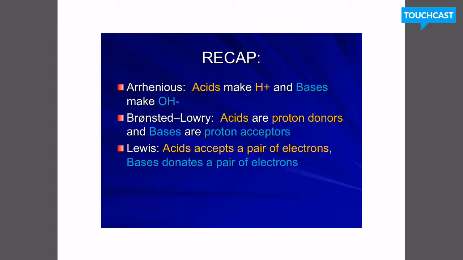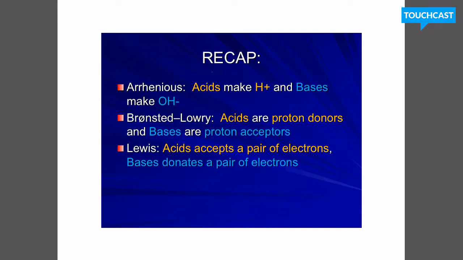Here's a good little wrap-up, if you will, a recap of everything that I've taught you about acid-base theory. Arrhenius is the most basic definition of an acid or a base: acids make hydrogen ions and bases make hydroxide. But then for Bronsted-Lowry, the definition changed just a little bit. Acids are proton donors, which is just a hydrogen ion. That's really what a hydrogen ion is.